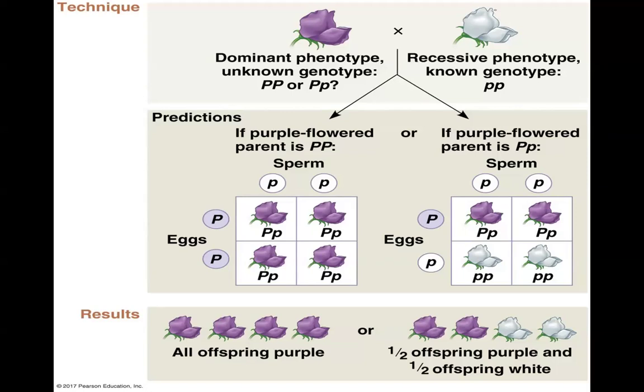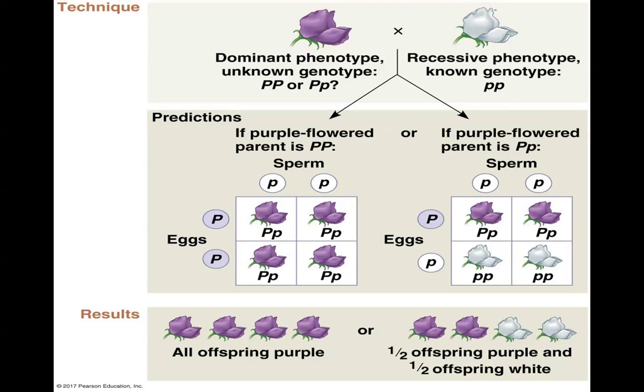We have two scenarios to consider. The first scenario is if we have a homozygous dominant individual, and this is outlined in the left of this diagram under predictions. We can see that if we had a fully homozygous dominant individual, the only gametes that could be produced by that individual are big P, big P. We can also see that in our recessive individual, the only gametes that could be produced by that parent would be little p, little p.